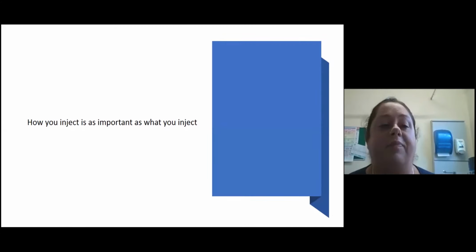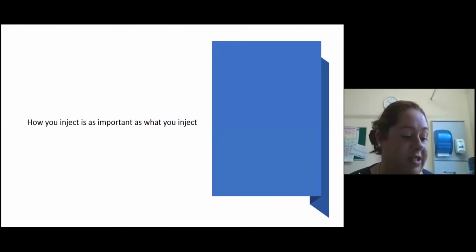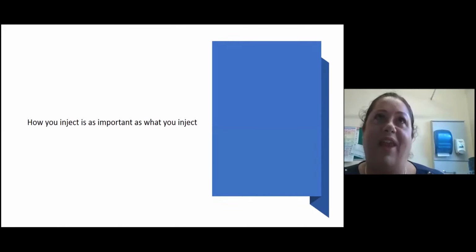This slide, this is a line that I kind of use. How you inject is as important as what you inject. And if you think about that for a little while, it is. You teach them the 90-degree angle, going in nice and gently, and it's a good slide to reflect on, and it's good to use it with your patients as well.